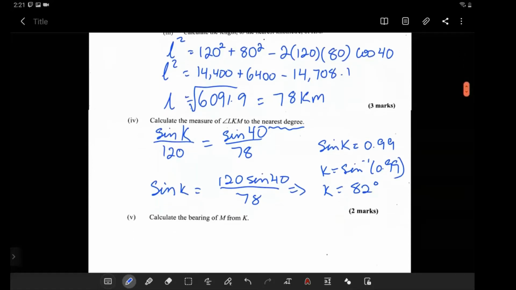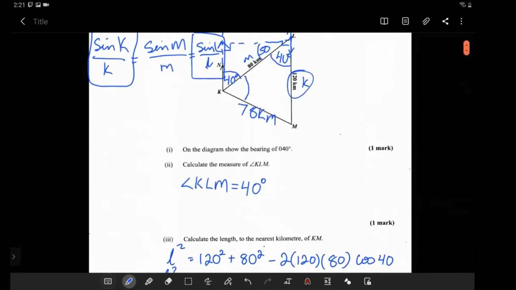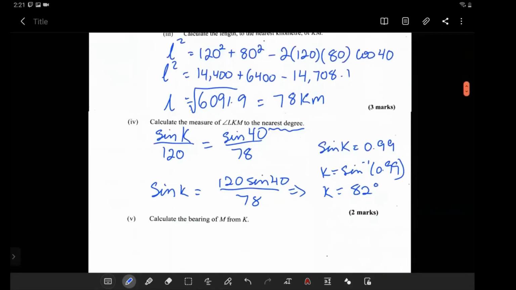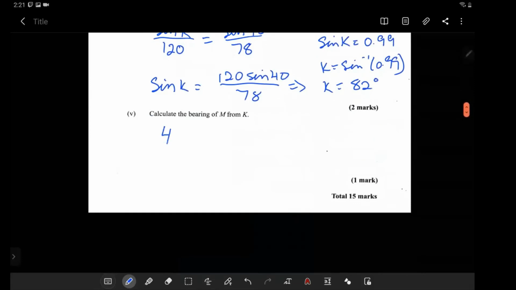So calculate the bearing of M from K. So the bearing of M from K would be this entire line here. So this was 82 degrees. So the bearing of M from K would be 40 plus 82, which would be equal to 122 degrees.